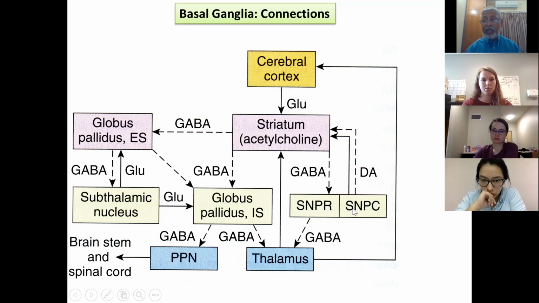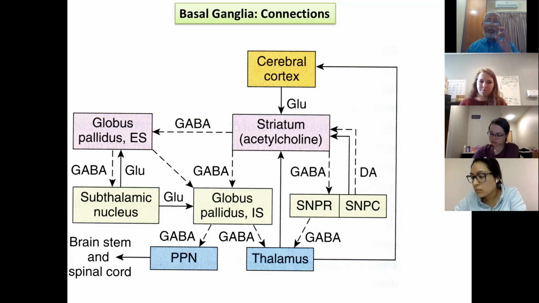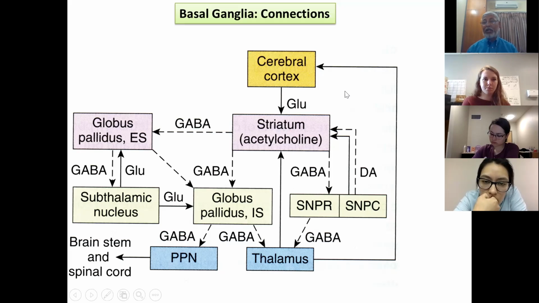Now look at this one. The substantia nigra pars compacta releases dopamine, and dopamine can have both excitatory and inhibitory responses on the striatum. Whether the dopamine will have an excitatory or inhibitory response on the striatum will depend on what type of dopamine receptor is stimulated at that particular time. If you stimulate dopamine D2 receptors, it will be inhibitory on the striatum. If it is D1, it will be excitatory on the striatum.